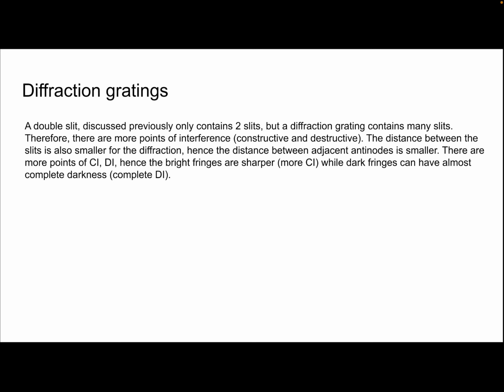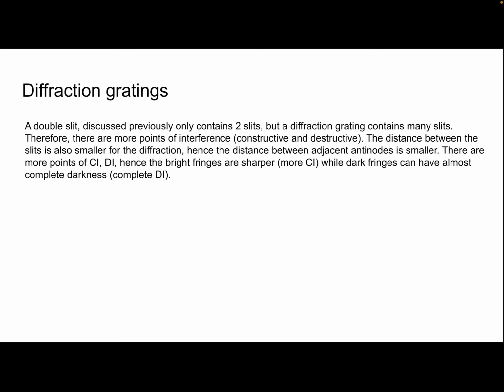So the distance between the slits is also smaller for the diffraction grating because there are a lot more slits. Therefore, by logic, the distance between those slits is obviously going to be smaller. So the distance between adjacent antinodes is smaller. There are more points of constructive and destructive interference because there are more point sources, which means more available positions where constructive and destructive interference can occur.